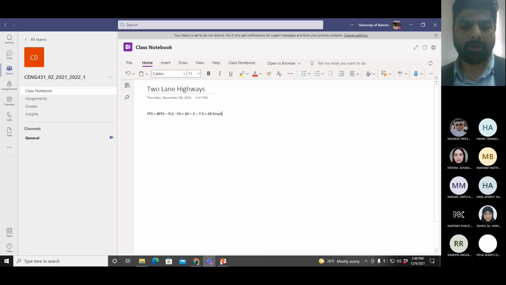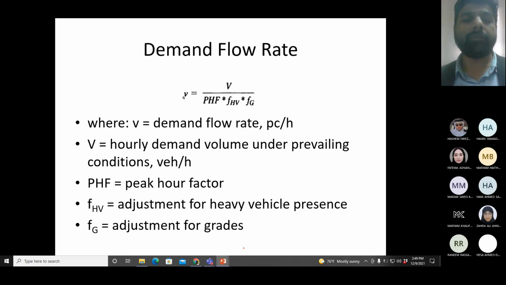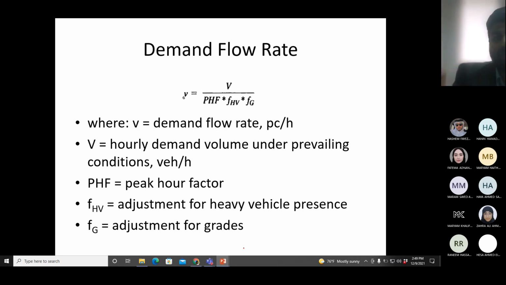The next thing after calculating the free flow speed is to calculate the flow rate, VP, like we used to do for multi-lane highways and freeways. So VP is denoted with small v here. You need the volume, the peak hour factor, the heavy vehicle adjustment factor, PHF, FHV, and then we have another factor which is FG.